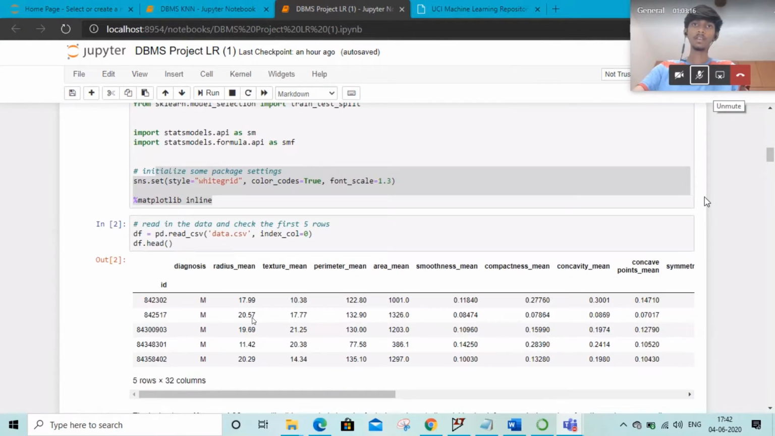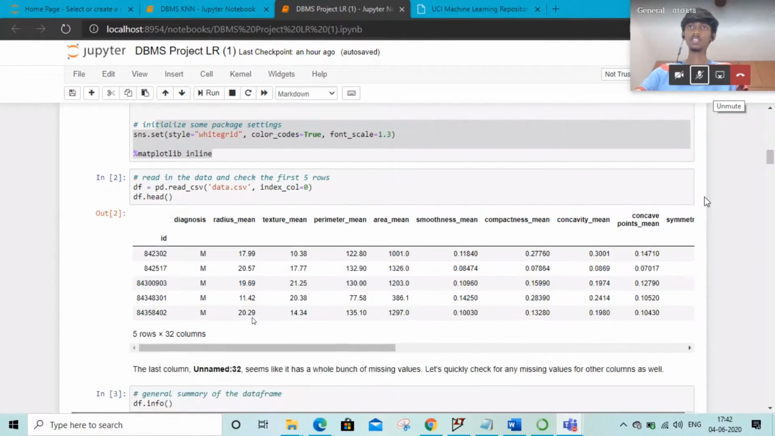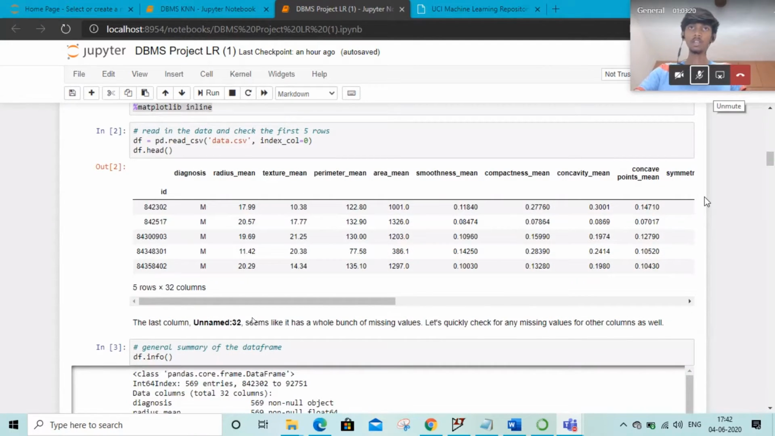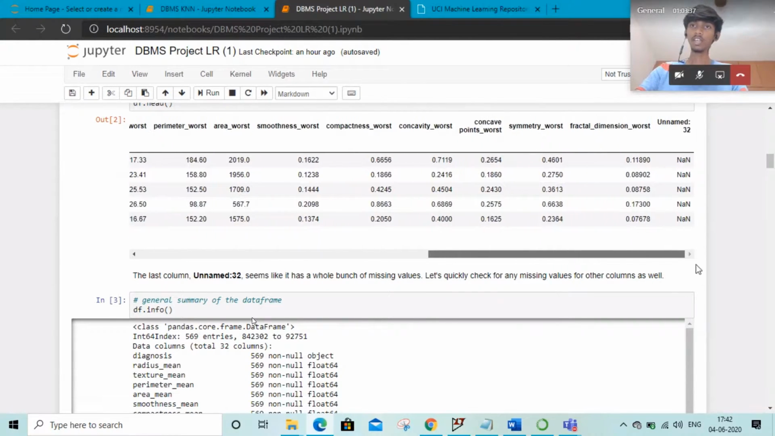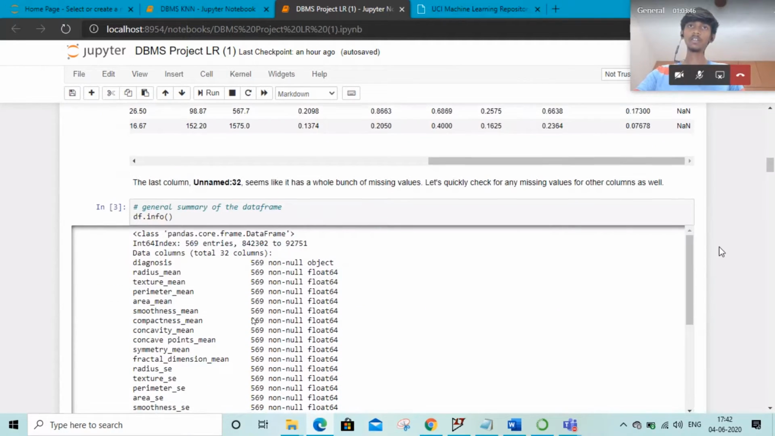So first we read our data and just see what all columns we have. You can see we have an ID for each patient and the diagnosis. The diagnosis is either M or B. M refers to malignant and B refers to benign. Then we see the last column. The last column is Unnamed: 32. It has various unwanted data which is not necessary in our prediction, which we will remove later on.